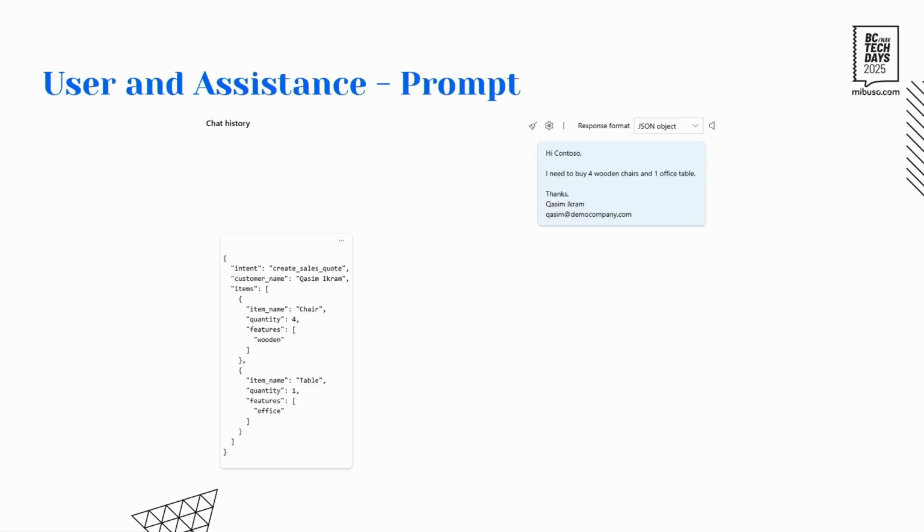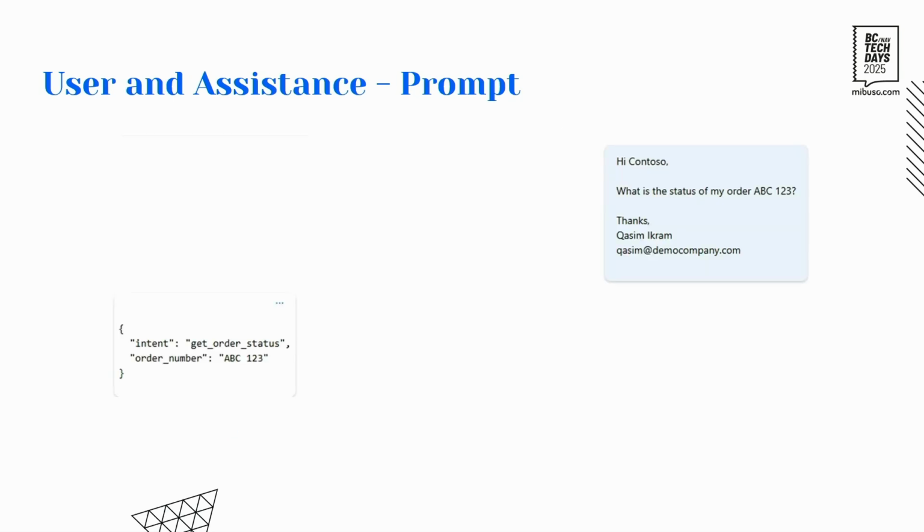Now running the same example again, you can see the chair and the office table are split in the right format. Similarly, for the order status, it works. It's a simpler scenario. The intent and the order number were extracted correctly from the user input. So it looks good so far.